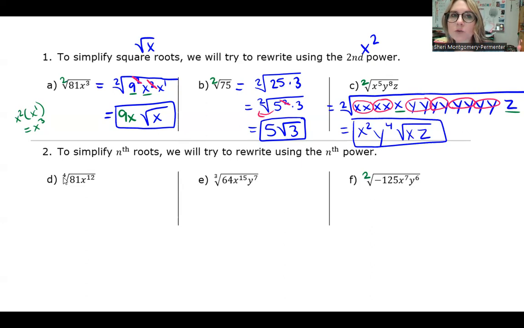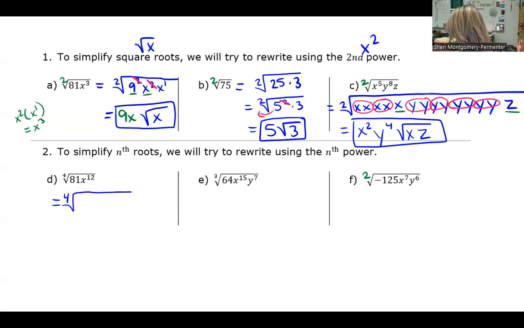So for the first one, it's a 4th root. So what do we want to try and rewrite this stuff underneath the radical? We want it to the what power? If it's a 4th root, we want it to what power? The 4th power. So this time we're not looking down the square column. We're looking down the 4th root column. We're looking down the 4th power column. So let's see how we can rewrite this. And the little number, the index, is not optional. You gotta write it. The only time it's optional is when it's a square root.